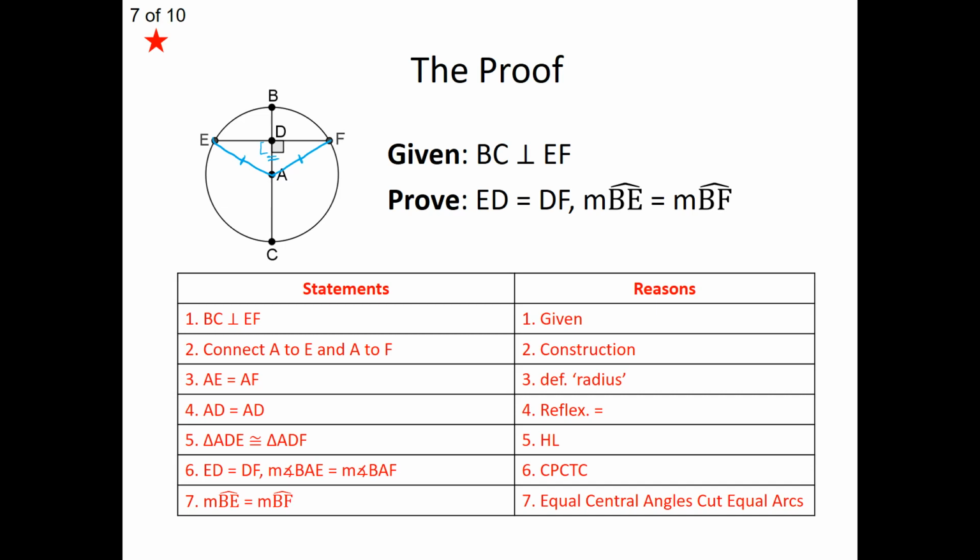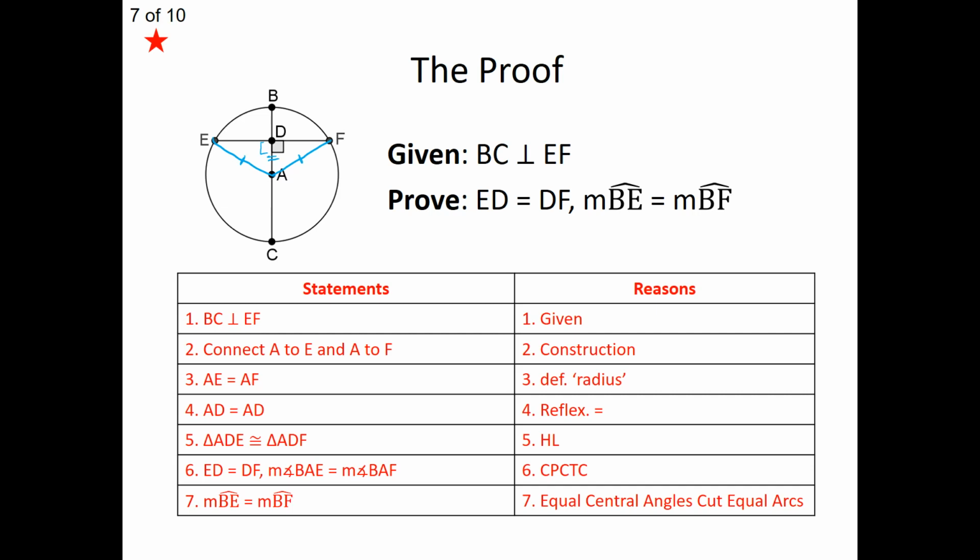So in step 5, we can declare those triangles congruent to each other. Triangle ADE is congruent to triangle ADF, and that gives us our first piece of information that we want to prove, which is that ED is equal to DF, and we know that because of our good friend CPCTC.